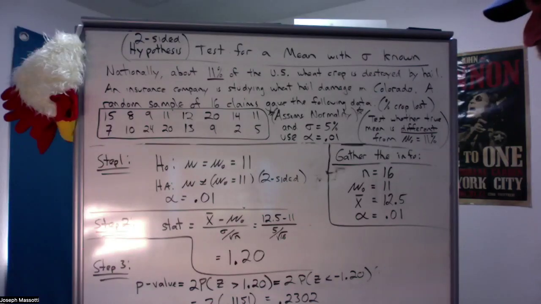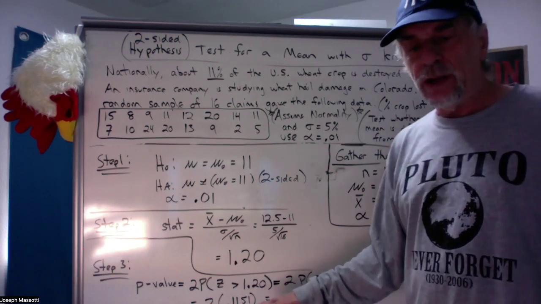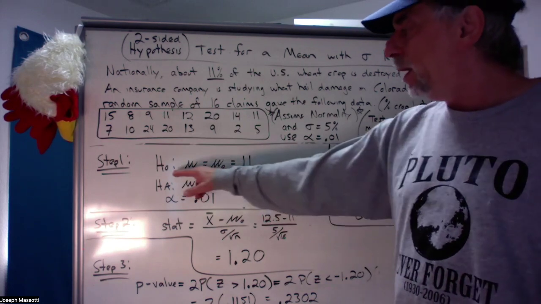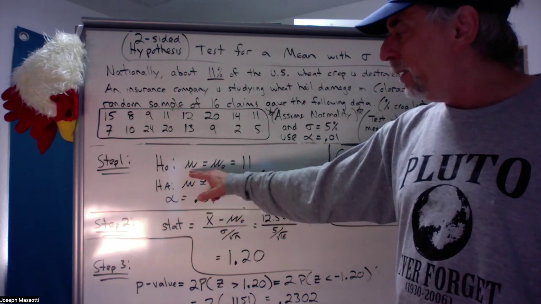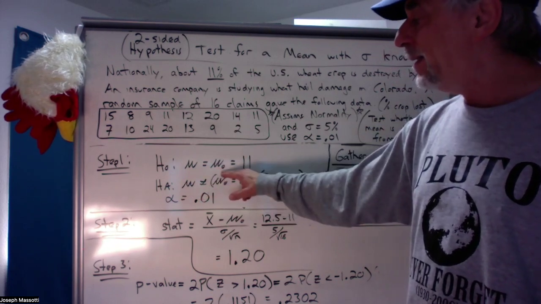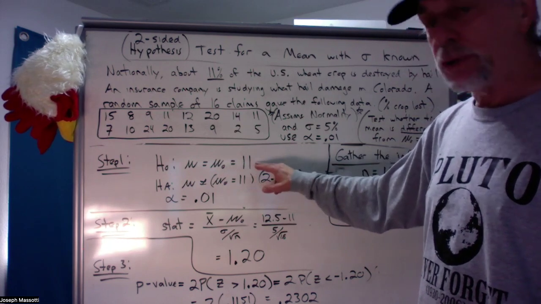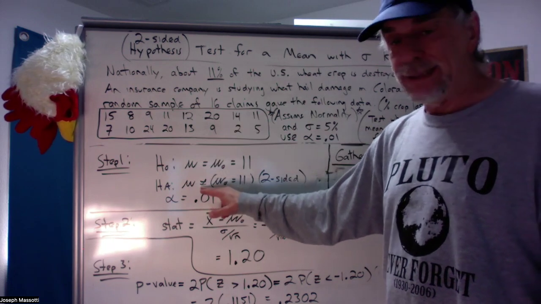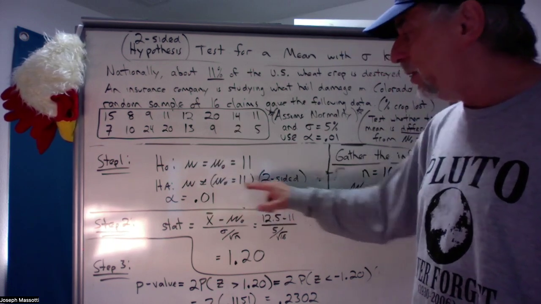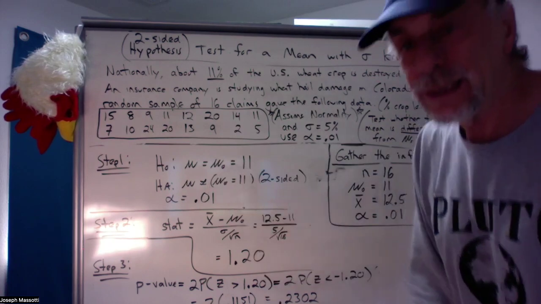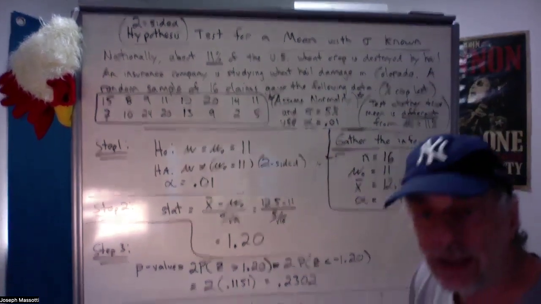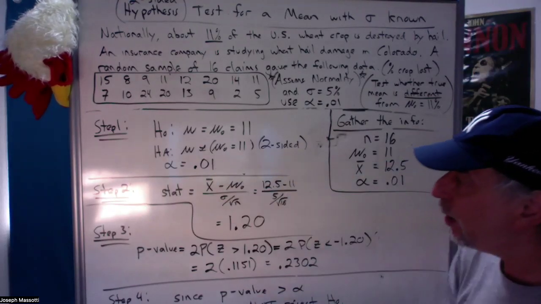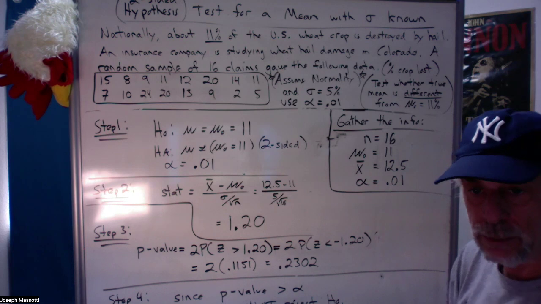Now, the thing that changes here comes in the third step, the p-value. We'll get there. But the first two steps are exactly the same. We set up the hypothesis: the unknown population mean, we're going to say, is the national average of 11%, against the alternative that it doesn't equal 11%. Notice it's not a less than sign, it's not a greater than sign, so that's why we call it a two-sided test, and we're using an alpha level of 0.01.